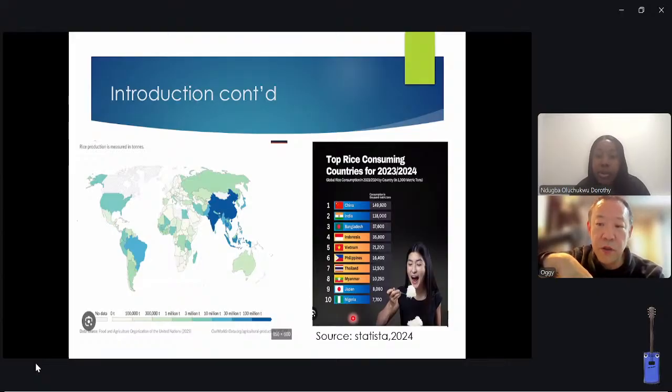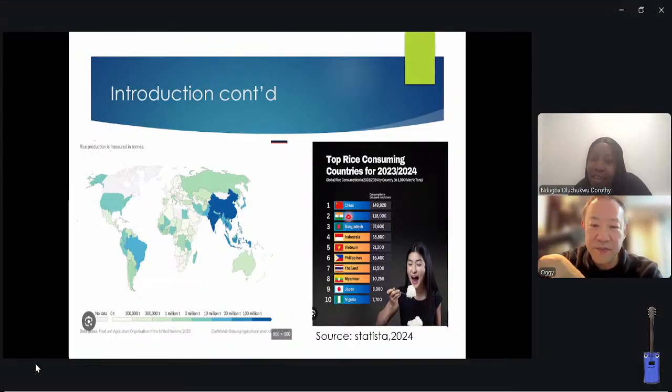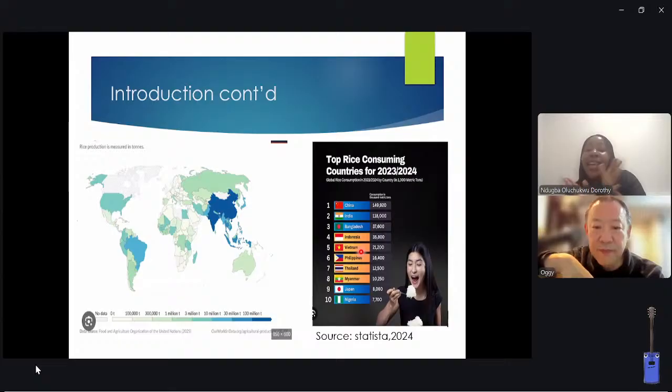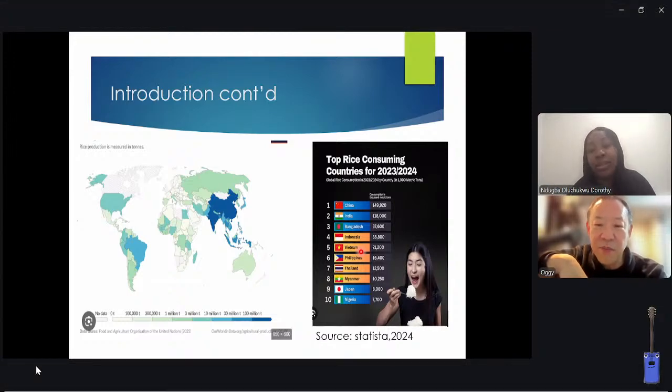So this is the list of top rice consuming countries. We have China number one, India, Bangladesh, Indonesia, Vietnam, Philippines, Thailand, Myanmar, Japan, and Nigeria. These are the top 10 rice consuming countries. We are number 9 and number 10.